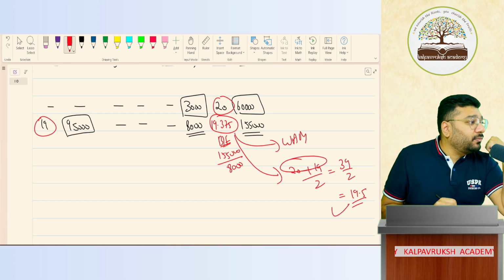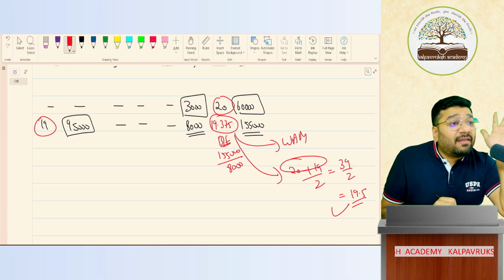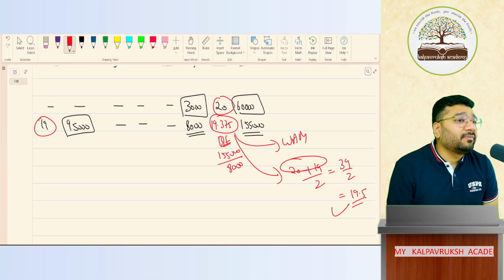My question to all of you, out of these two methods, which is the most appropriate method which will reflect the fair value? Weighted is better or simple is better? Weighted is better. Why?